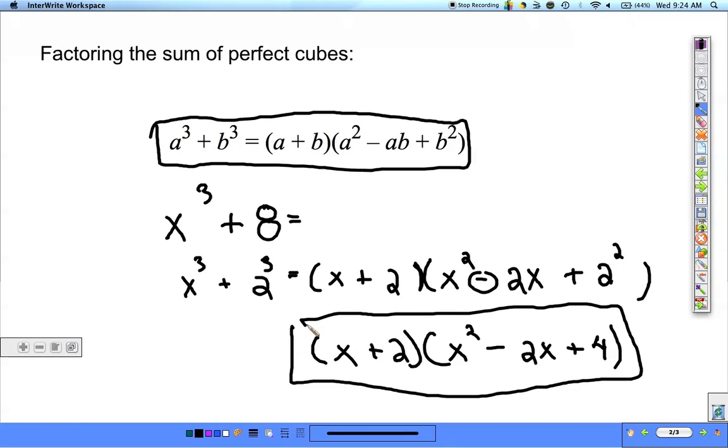And of course, if you are trying to factor something completely, you might want to check to see if this can possibly be factored. And please check out the video on factoring the difference of perfect cubes. It's another example.